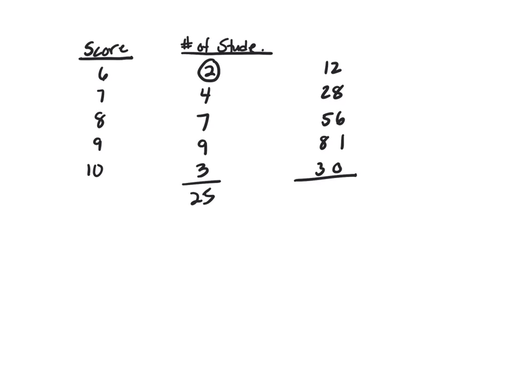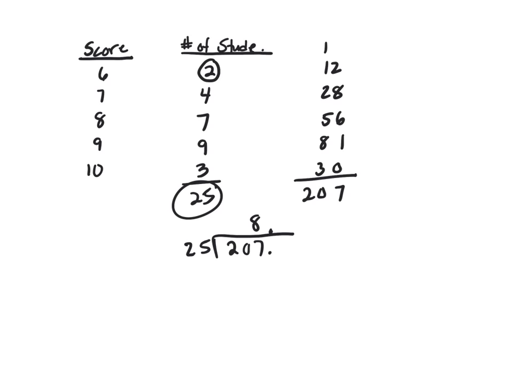Now add these numbers together. That's 10, 16, 17. Carry your 1. 1, 2, 3, 4, 9, 9, and 8, 17, 18, 19, 20. Total of 25 students. So we've got to do long division. 207 divided by 25. There's a decimal right there.